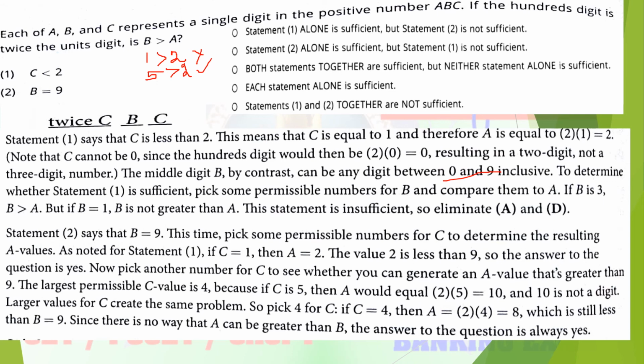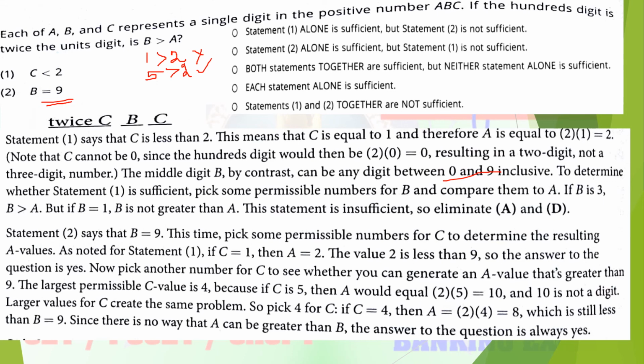So in the second statement, what is given? The B value is already given, B is equal to 9. Then find out the value of A. So how to find out the value of A? B is already given, but other information is not given. So it is not possible to determine the value of A as well as C. It is not possible. Why? Because just the value of B is given.